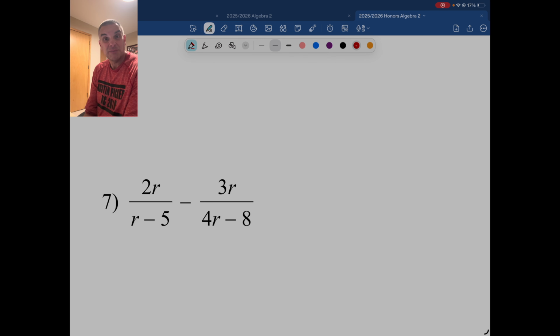Number 7. This time I'll look to factor first. It doesn't look like, yeah, you probably factor this into 4 times r minus 2. But I don't think that's really going to do any good, so I'm not going to do that. It just makes the multiplication a little more difficult.